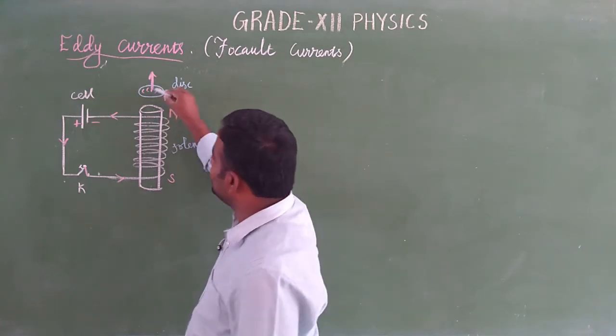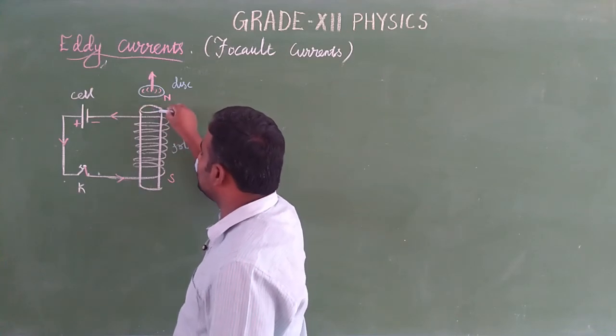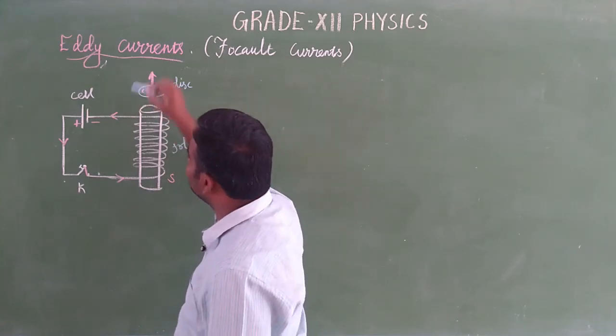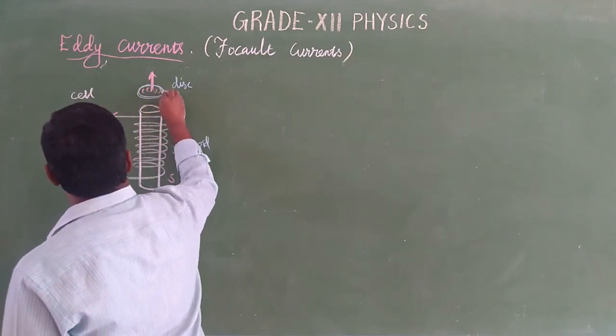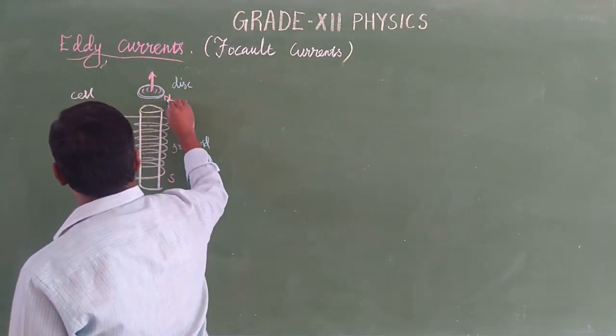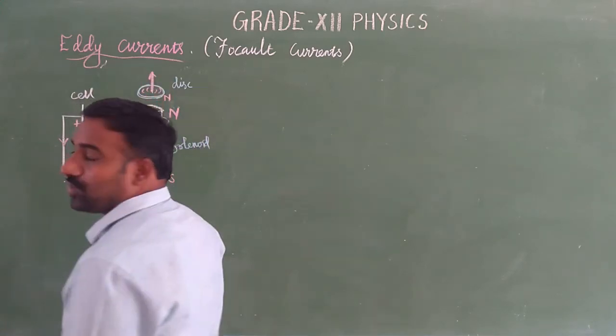Okay, so this is the conductor, this is the magnetic field. Suppose there is a relative motion between the magnetic field and the bulk piece of the material. In the disc, the lower portion acts as a north pole. Already this is north, so north and north repel. So due to that, it begins to be thrown upwards.